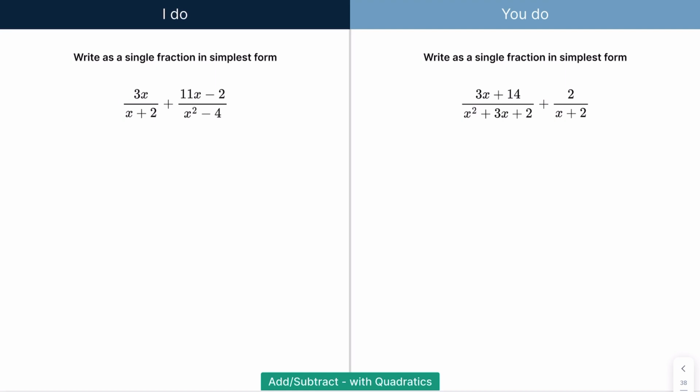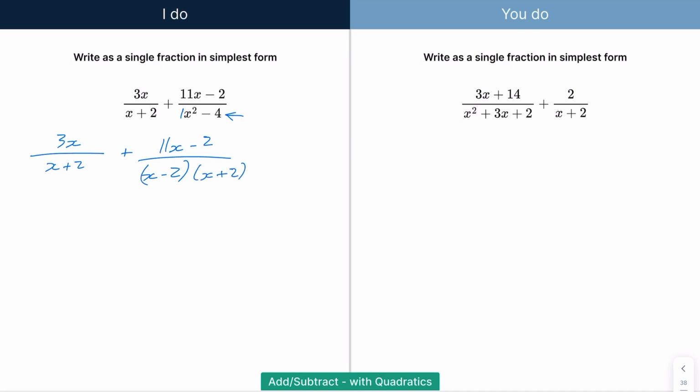So straight away looking at this, I can spot that there's a difference of 2 squares. And if you do spot that, it will save you quite a bit of work. Okay, so this is the difference of 2 squares. One is a square number and so is 4, and we're subtracting the 2. So if I rewrite this, now if you didn't spot that, it would have just been a slightly longer route to the same answer.